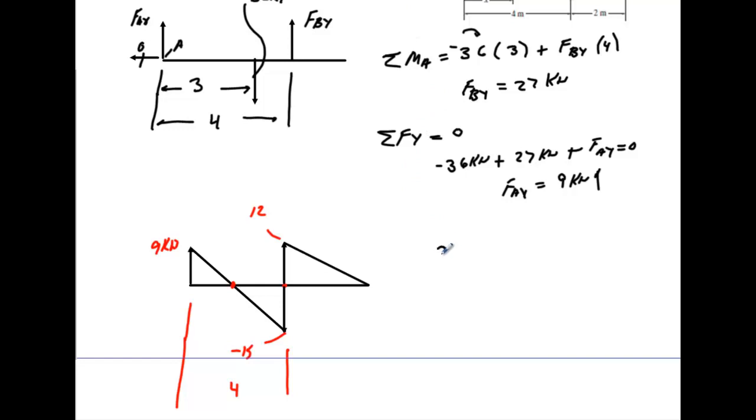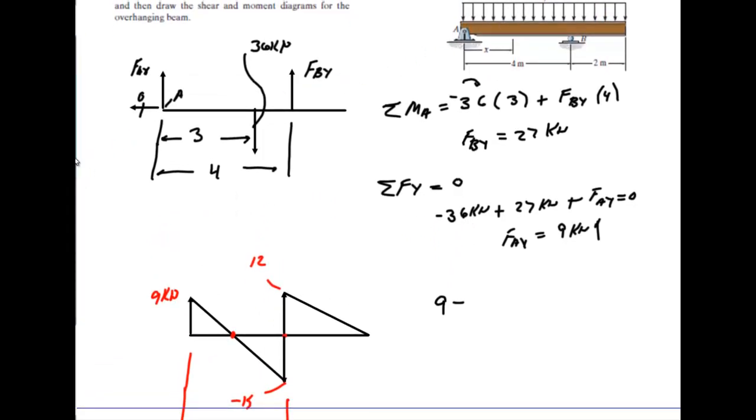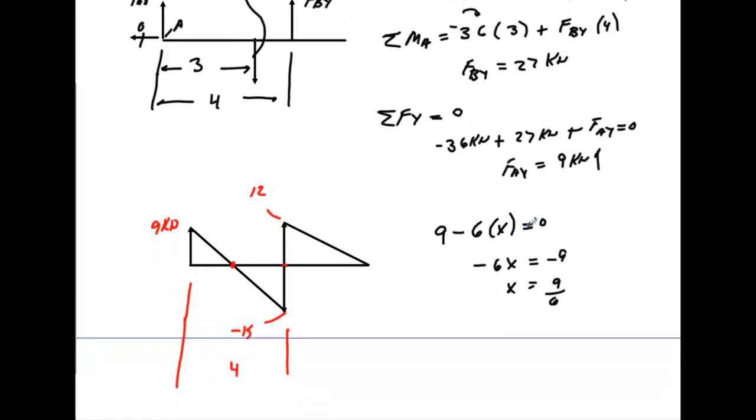We could say that 9 is going up, and then minus this value here, which is 6, so minus 6 times x is equal to 0. Move that to the other side, we get minus 6x is equal to minus 9. X is equal to 9 over 6. Divide that by 3, and that's going to give me a value of 1.5. So what we did was we know this distance from here to here to be 1.5.